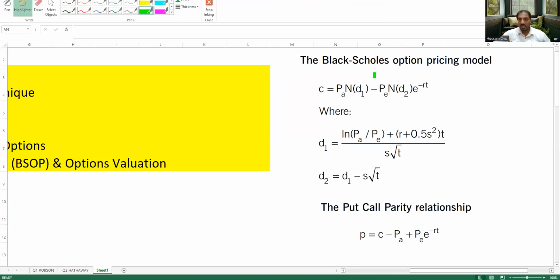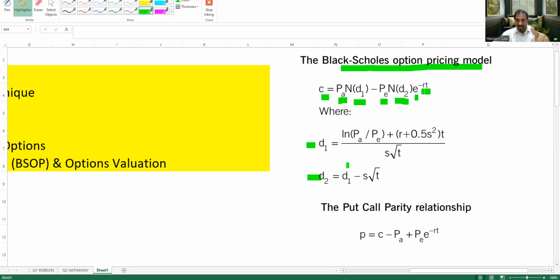This is what about the complete BSOP formula. This is call option is equal to PA, PA means market value share, minus PE, exercise price. This is the exam formula. Previously it was mentioned and it's mentioned with the book as well. What is ND1? ND1 is a normal distribution, standard normal distribution. ND2, that's normal distribution. E exponential minus RT. And this is the complete D1 formula, D2 formula.